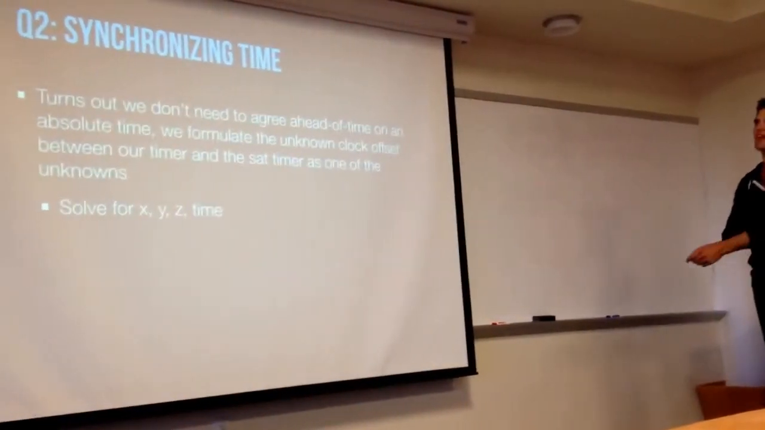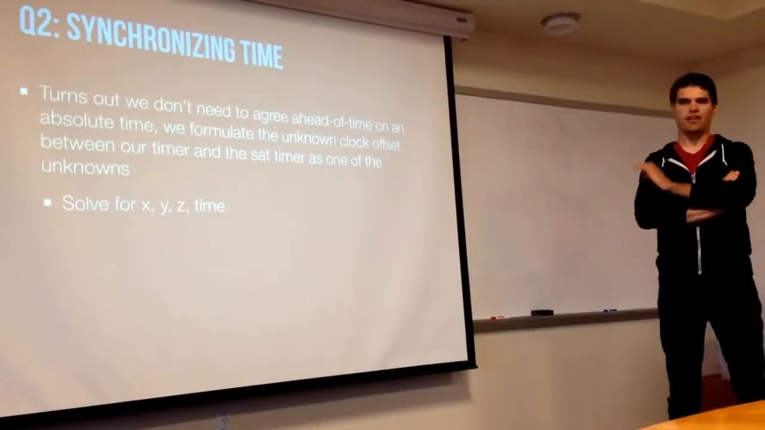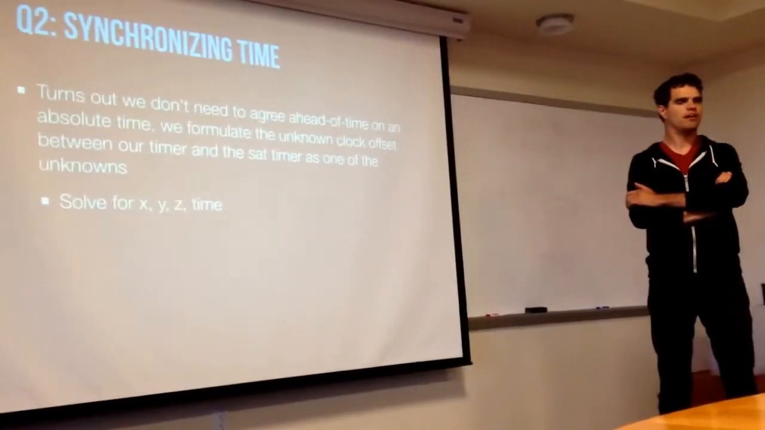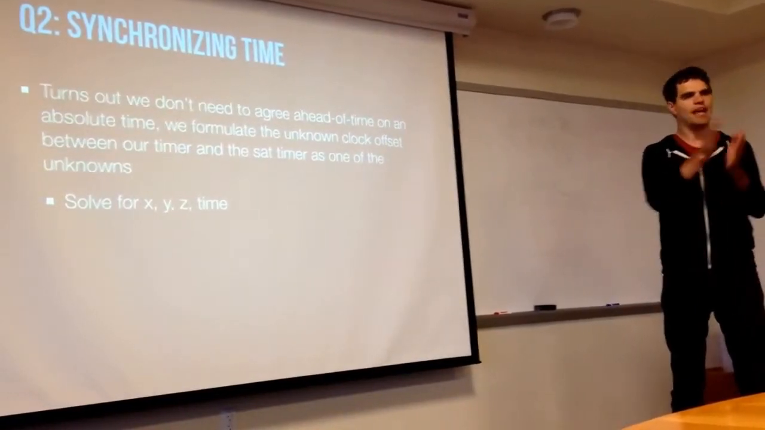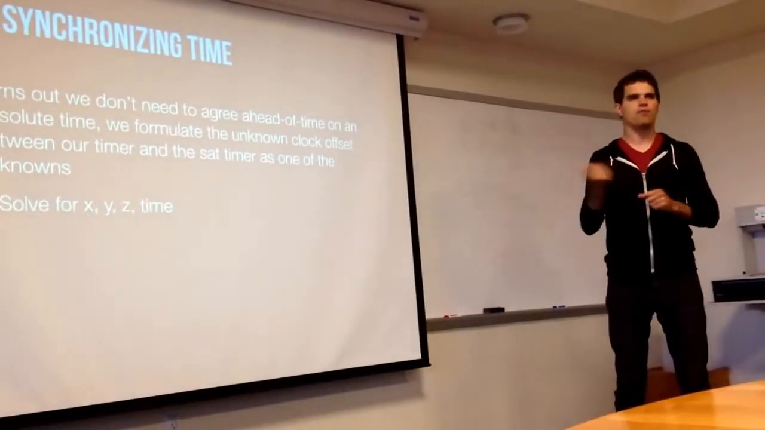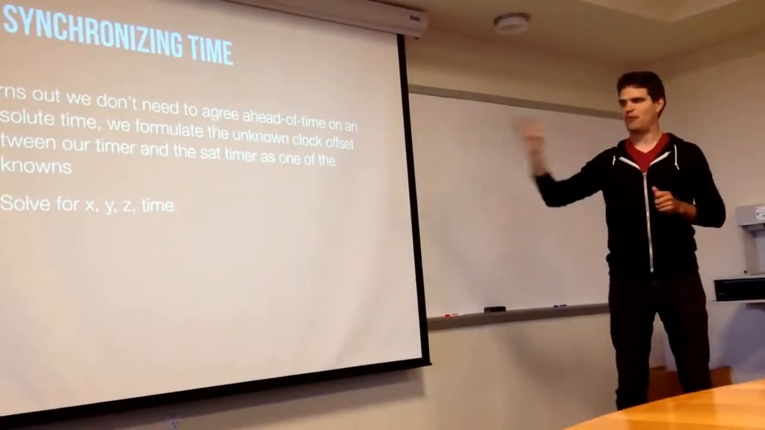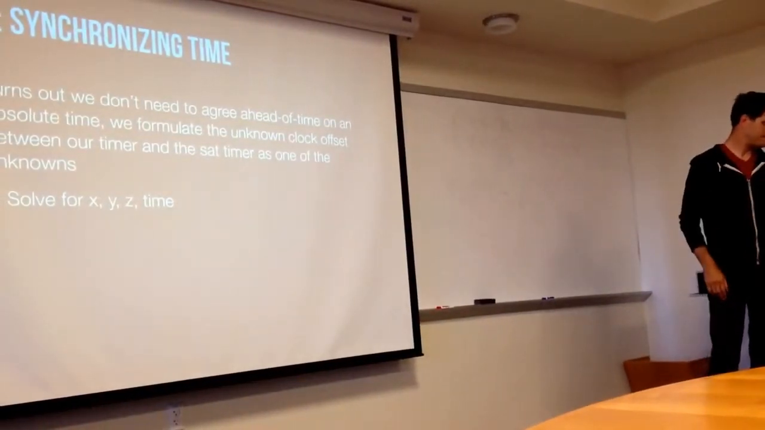Secondly, I said when it comes to synchronizing time, turns out we don't need to agree ahead of time on an absolute time scale, because all we care about is timing, not the absolute time, right? We care about timing how long it takes for a signal to get to us. Turns out we run our timer, and then we make this an unknown we can solve for. And talk more about that later.